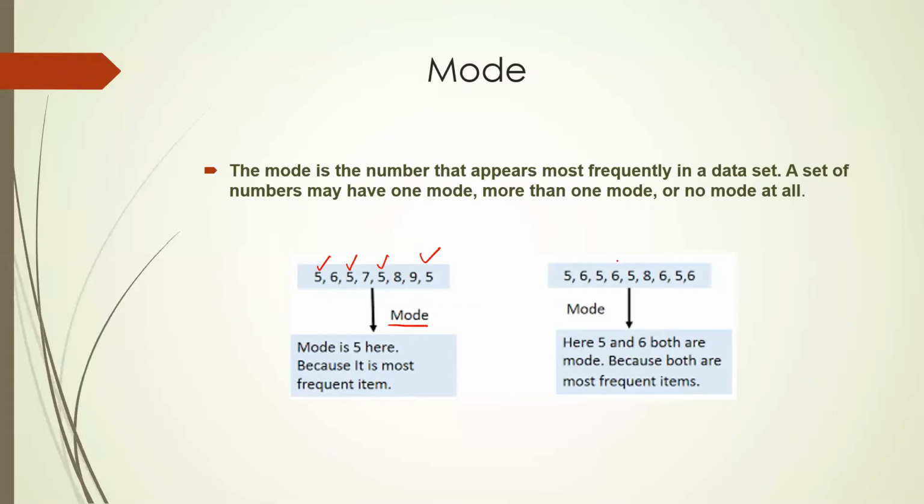In this particular data set, 5 and 6 are getting repeated 4 times. So both 5 and 6 are the modes over here because both are the most frequent items. Suppose you have a data set something like 1, 8, 9, 16, 17, 18. In this particular data set, you don't have any mode. Why? Because there's no number which is getting repeated frequently. So this data set has no mode.